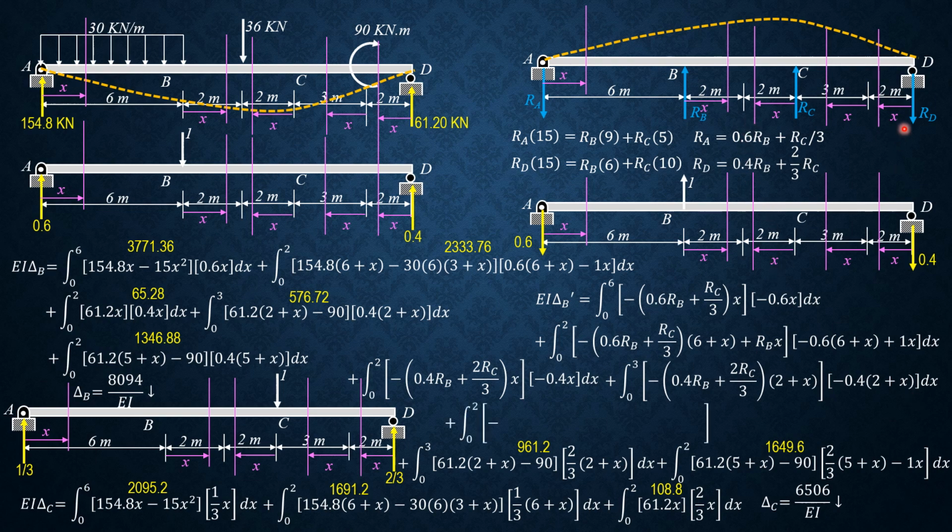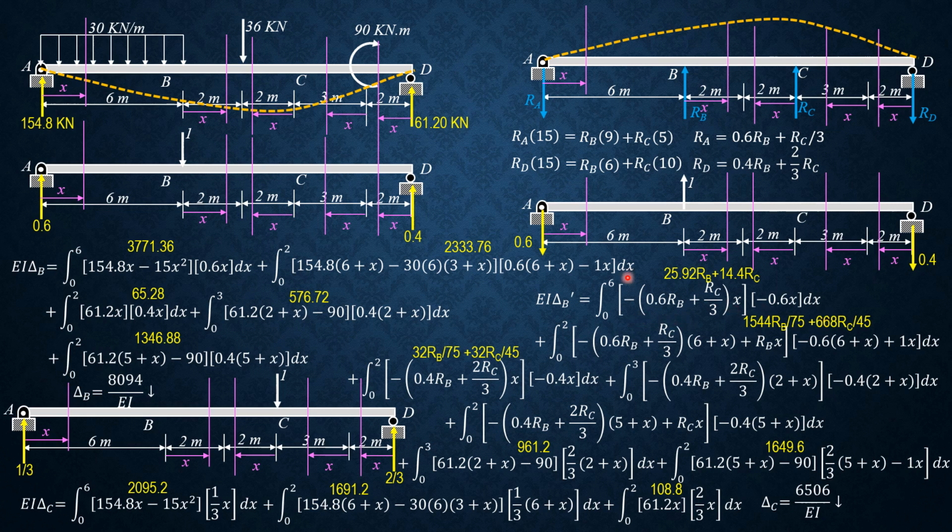Lastly, in this section, we have integral 0 to 2 of negative quantity 0.4 RB plus 2/3 RC times 5 plus x plus RC times x, then negative 0.4 times quantity 5 plus x dx. So using your calculator, you evaluate separately. So negative 0.6 of x for RB, negative 0.6 of x, then another negative 0.6x, 0 to 6. So for RB. For RC, negative x over 3 times negative 0.6x dx.